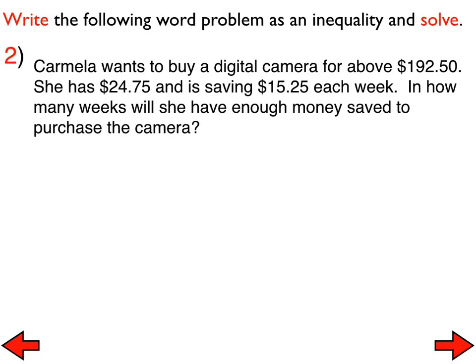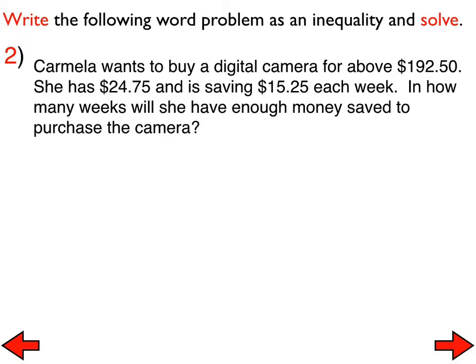Alright, let's look at number 2. Carmela wants to buy a digital camera, and it costs above $192.50. She already has $24.75, and she's saving $15.25 each week. And how many weeks will she have enough money saved to purchase a camera? So let's think about this. Is the cost going to change for the camera? No, that's the total amount of money, right? So that's going to be our number at the end of the inequality.